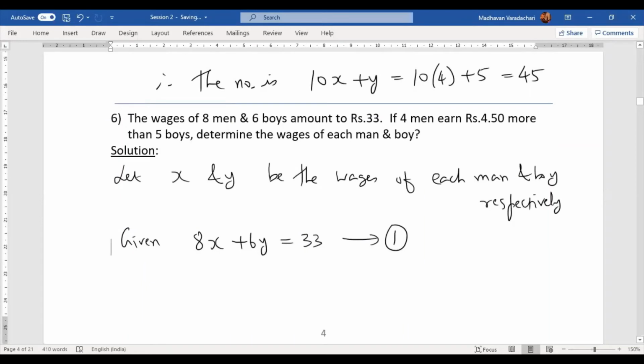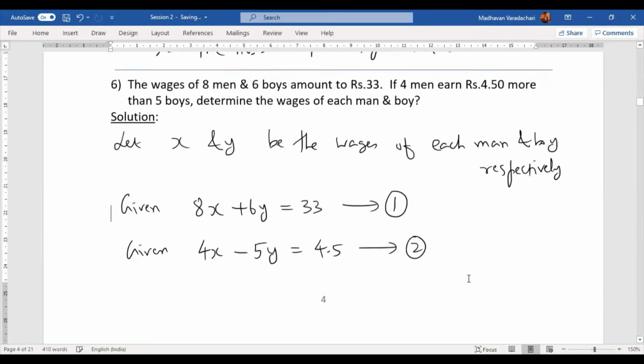Then further what is given? Given 4 men means 4 times x, this is the total wages of 4 men, earned 4.50 more than 5 boys. More than means I have to subtract 5 times the wages of boys. This has to give me 4.5. Okay, let me call this equation 2.